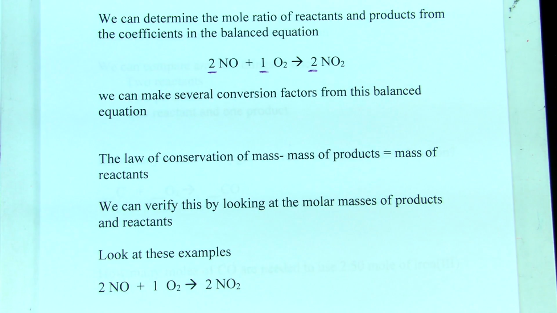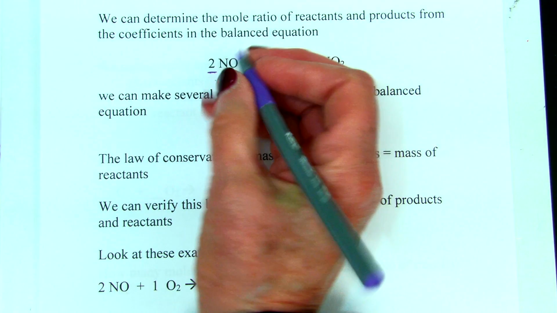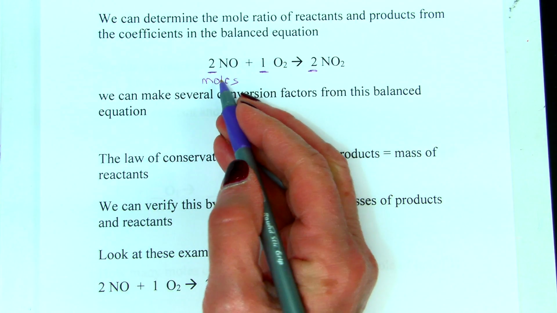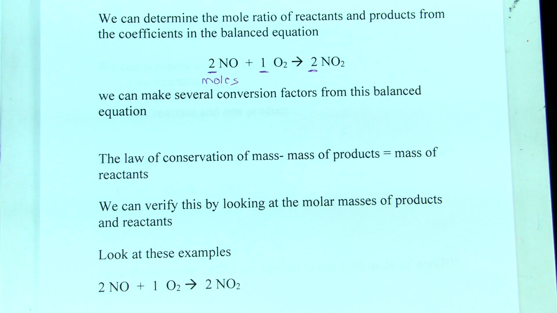Now, most of the time we can get by with our whole numbers in Chem 101, but I want you to start thinking of these numbers representing moles. So I have 2 moles of NO and 1 mole of oxygen and 2 moles of NO2, because the atoms are so tiny, we don't do reactions with the atoms.